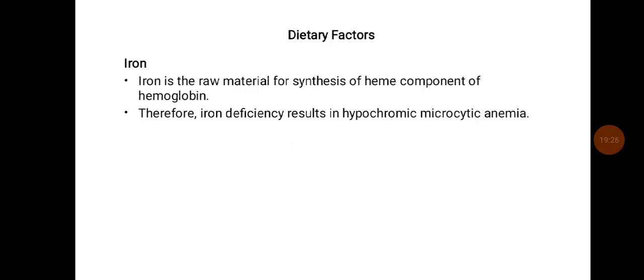Iron is the raw material for synthesis of the heme component of hemoglobin. It almost occupies 35% of the RBC. Therefore, iron deficiency results in hypochromic microcytic anemia.